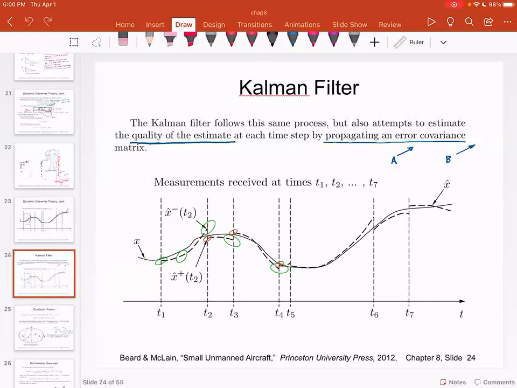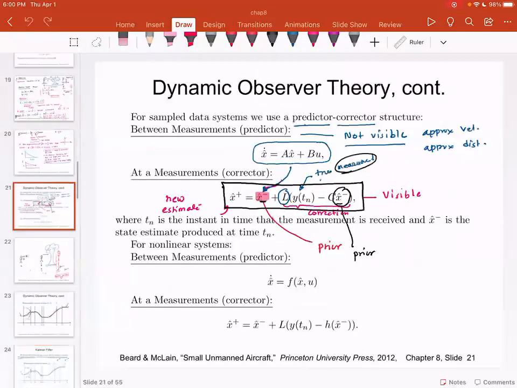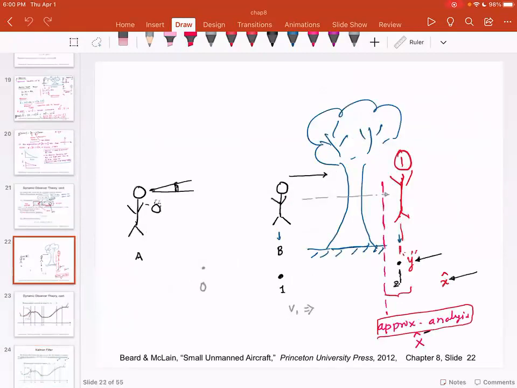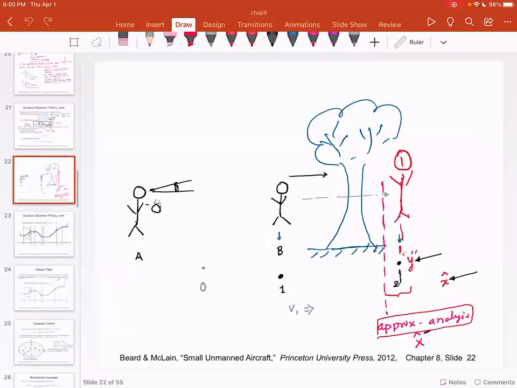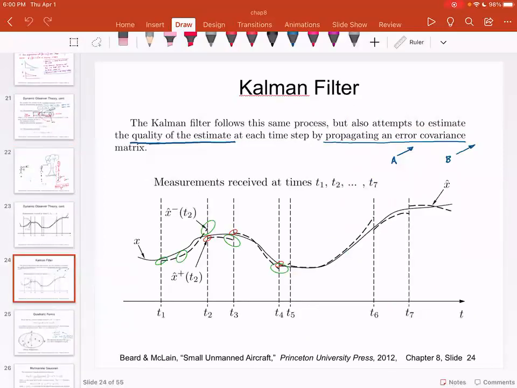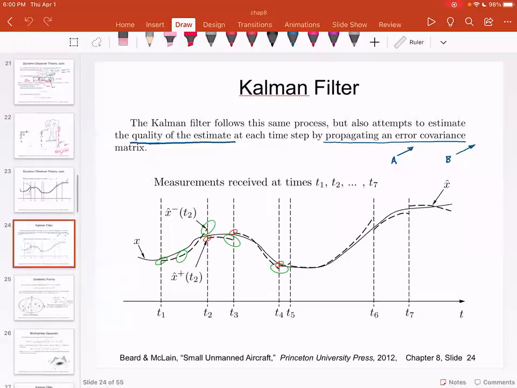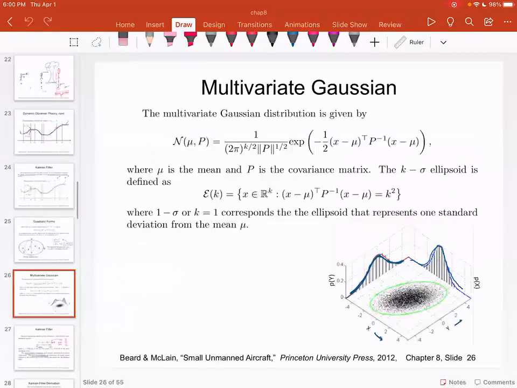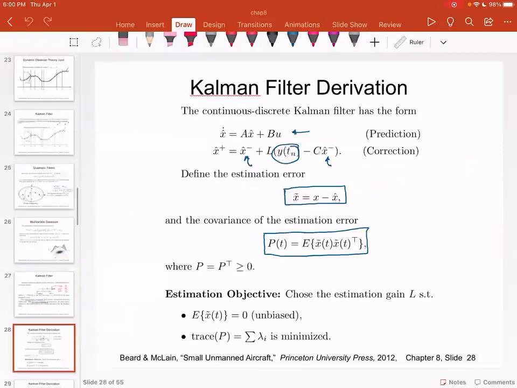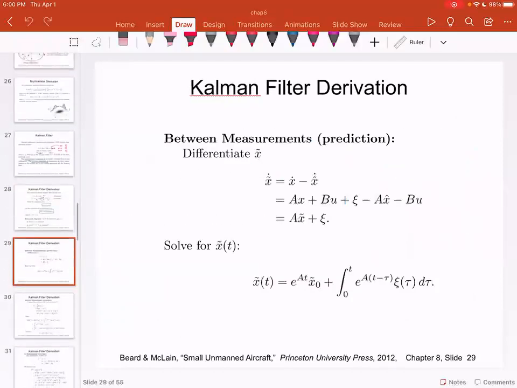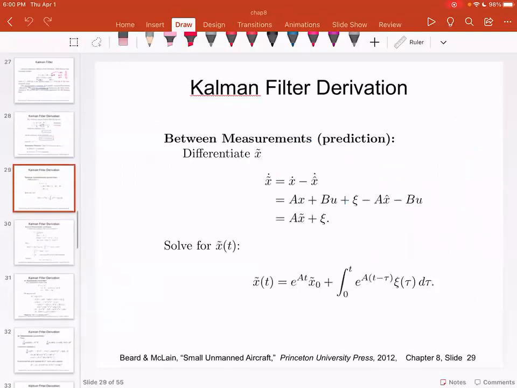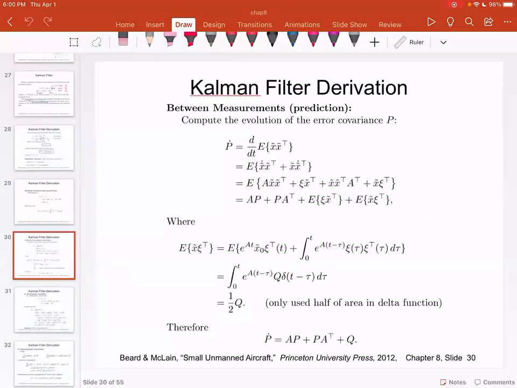Okay, welcome to Robotics 2. In last class, we looked at something called the dynamic observer theory. We also looked at what it means to estimate a quantity. Then we looked at Kalman filter. And then I skipped through 10 slides of math. And the reason for that is the math of Kalman filter is quite intense.